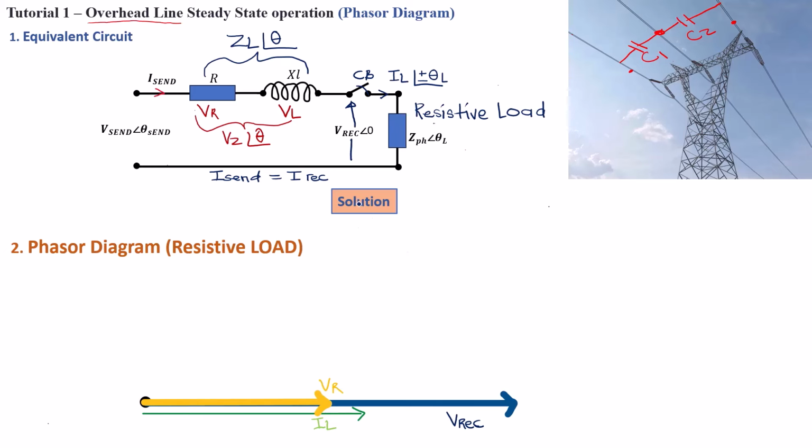Now you need to draw the voltage drop through the inductor on the transmission line. This voltage drop is going to be perpendicular to your VR, or to the V rec, because it is 90 degrees out of phase. So from the origin here, you're going to draw your VL. Great, so this is now your VL.